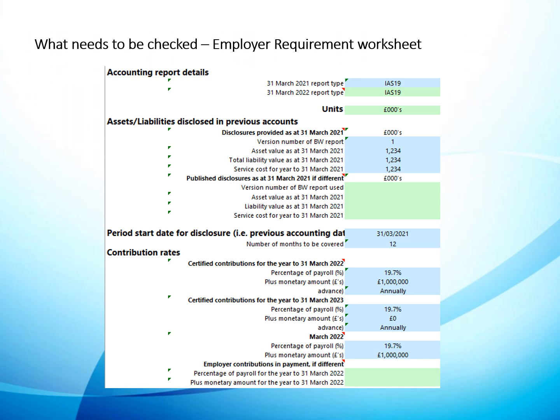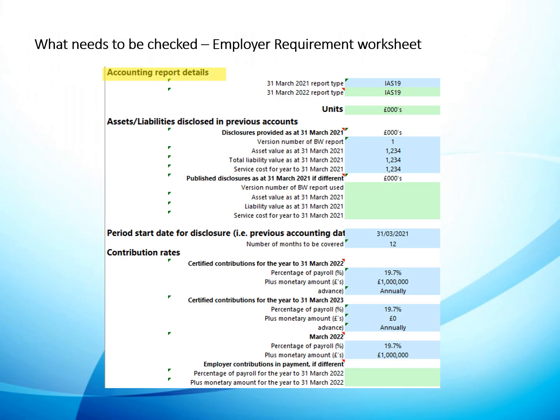Shown here is an extract from the Employer Requirement tab. The example data is for the year ending March 2022. However, this will be customised dependent on when your year end falls and your accounting requirements. The blue cells represent the historic data as used by the actuary in your last report and can be referred to as a guide. The green cells represent the data you need to check or complete. I shall now walk you through each section.